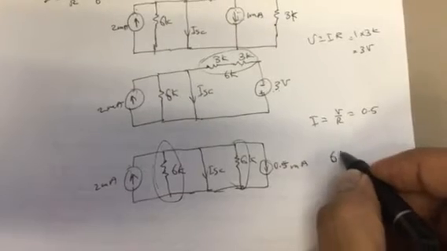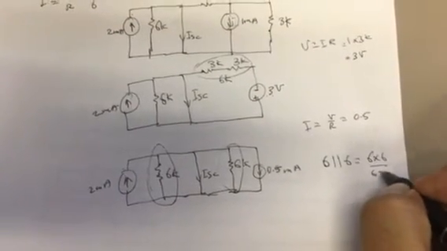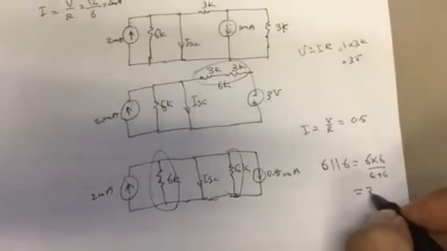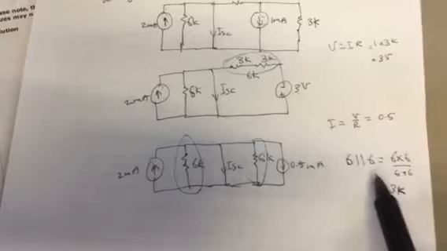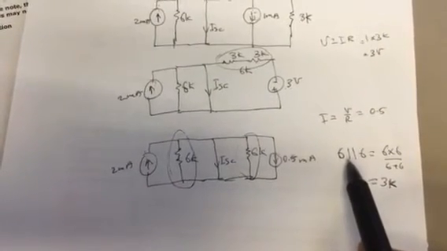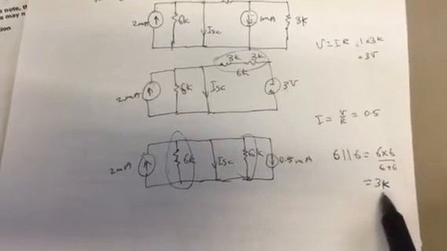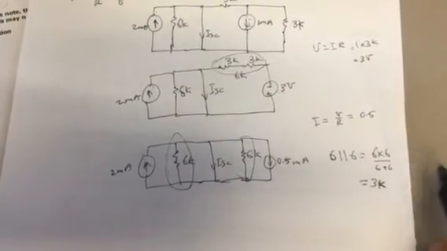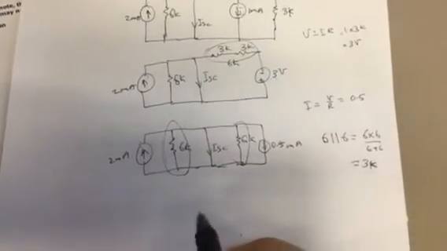I can do a parallel, so 6 parallel to 6 is going to be 6 times 6 over 6 plus 6. This is actually going to be 3k. You may want to always remember that whenever you have two parallel resistors that have the same value, it is going to be half of that. So if it is a 6, it is going to be 3. So you don't need to do the rest. You can just say that 6 parallel to 6 is 3k.